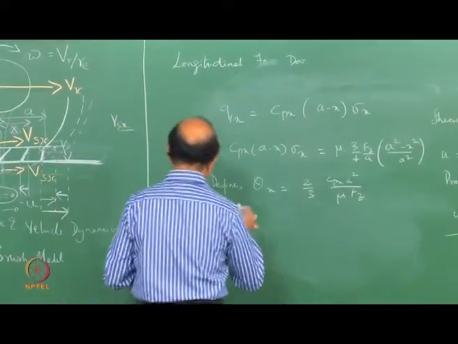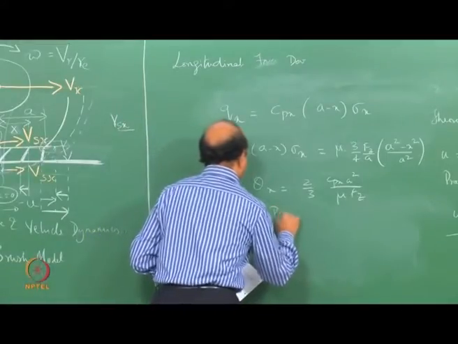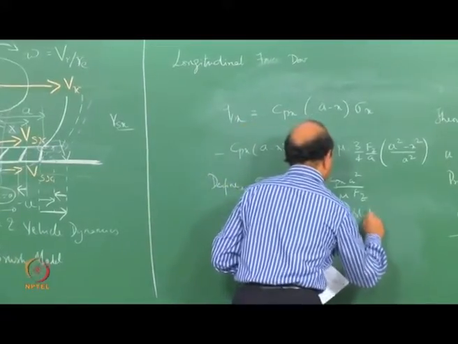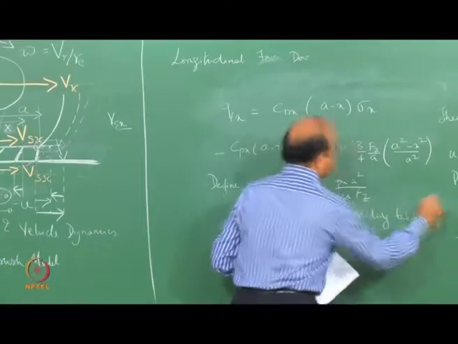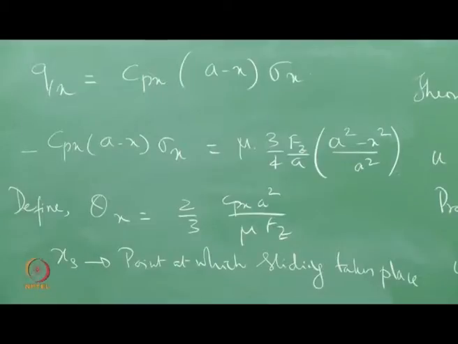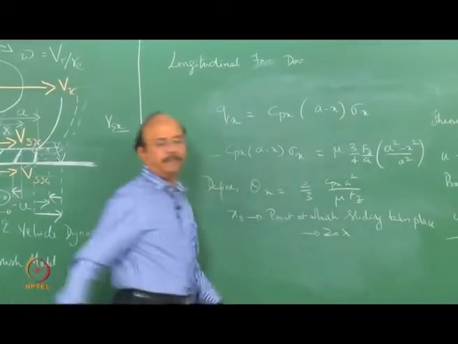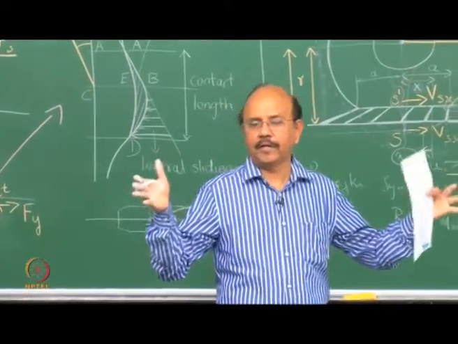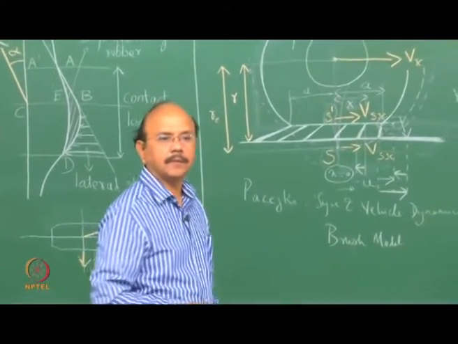So the first thing, nothing great. Let us say that x is the point at which sliding takes place. Let me also call this 2a lambda, following Pacejka. It's a fraction of 2a, where 2a is the total length of the contact patch. Okay, 2a lambda is what we saw as xs.